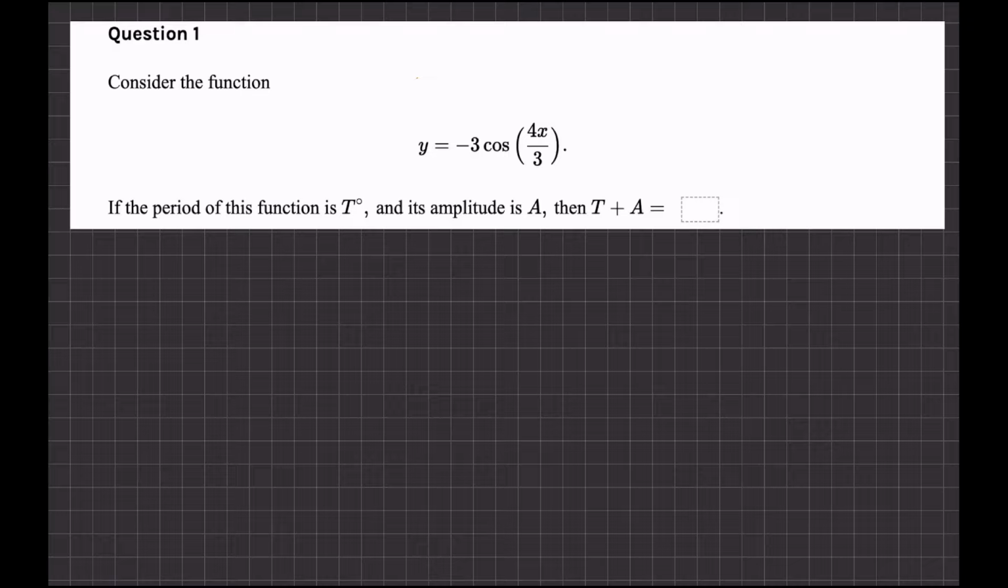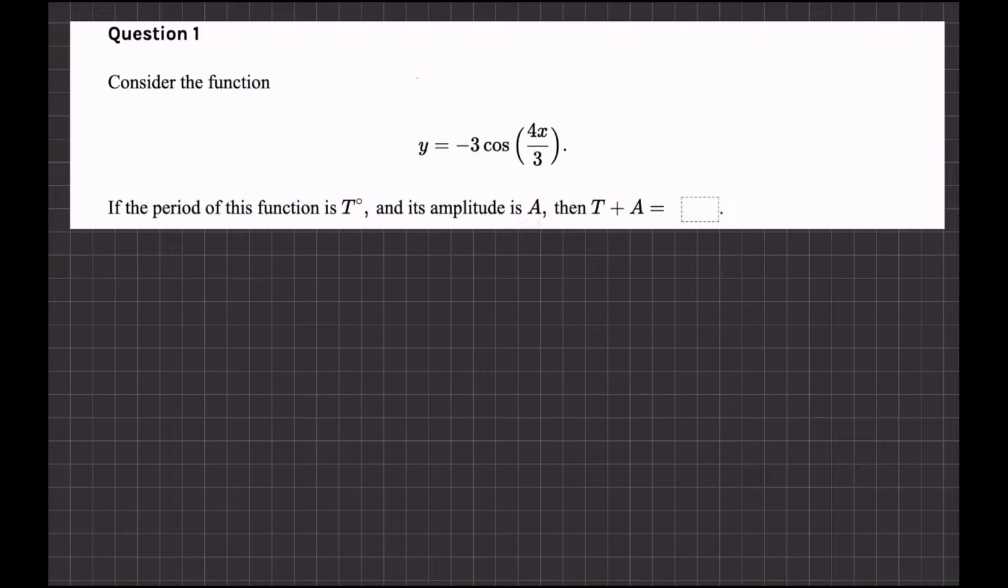Hello, in this video I'm going to solve problems in quiz number 2, Mathematics 4. Question number 1. Consider this function. If the period of this function is t degrees and its amplitude is a, then t plus a is wanted.